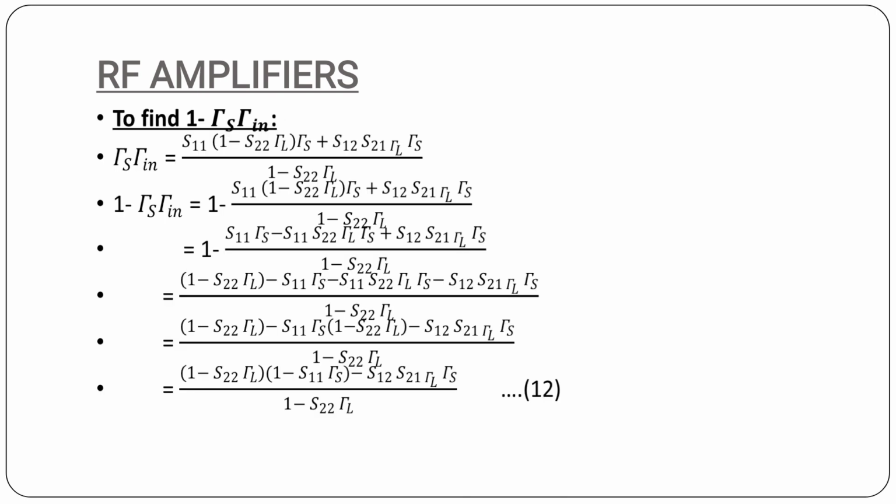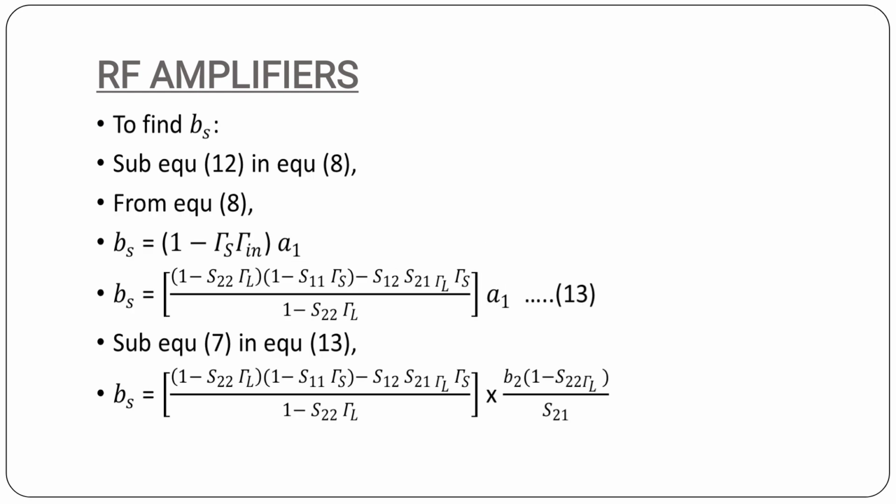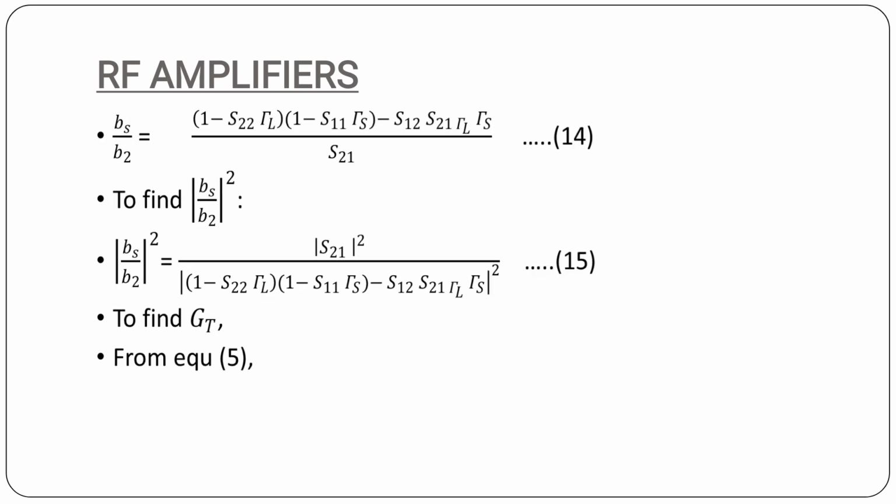In order to find 1 − ΓS Γin, we have to substitute the value of Γin: (1 − S22 ΓL) into ΓS by (1 − S22 ΓL) plus S12 S21 ΓL ΓS by (1 − S22 ΓL). So using this value we will find the value of Bs. Bs is equal to (1 − ΓS Γin) into A1. So substituting the value, both values can be rectified.